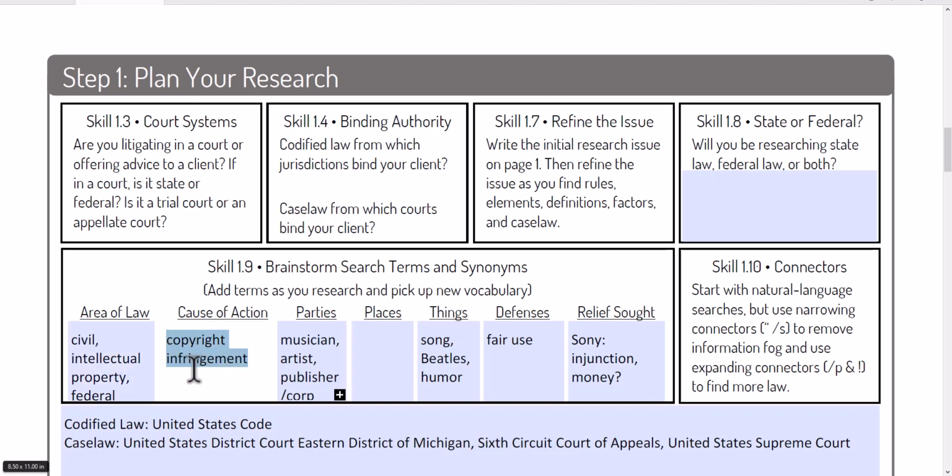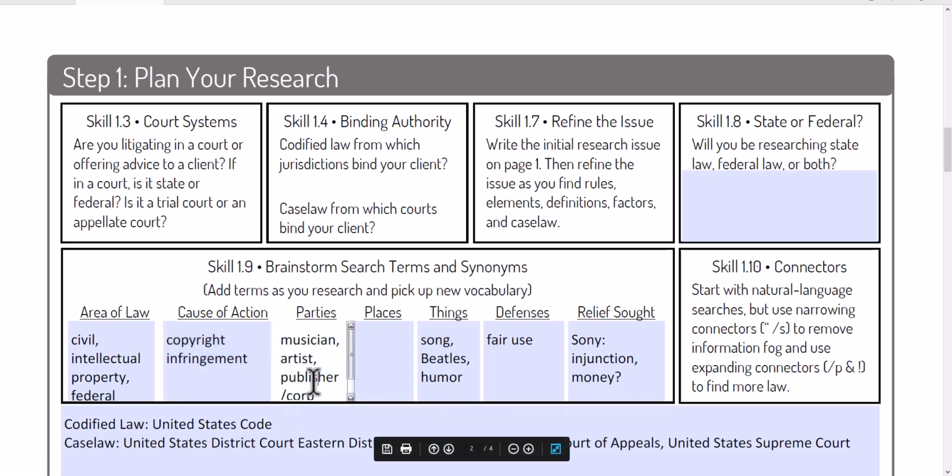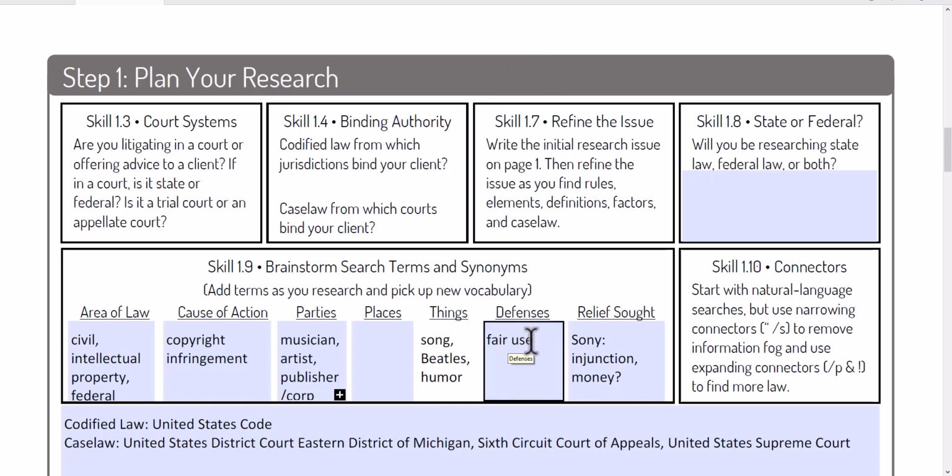You probably vaguely remember something from a class. If not, if you don't know copyright infringement, this will come to you as you're researching secondary authority. For parties, musician, artists, publisher, corporation, I don't know, I'm kind of struggling with that one. Things, we're talking about a song, we're talking about the Beatles, we're talking about using a song for humor. For defenses, our boss said fair use. Again, we don't know what that means, but we're going to learn. For relief sought, the future plaintiff, if there is one, probably wants an injunction, which means they want us to stop using the song, and then they might want some money, although if there's only like 3,000 views on YouTube, I doubt that there's much money in this.